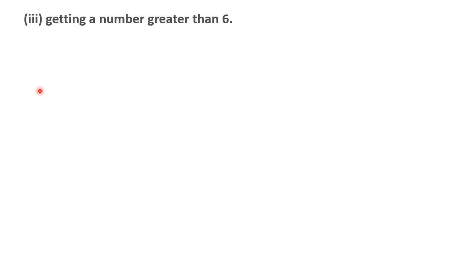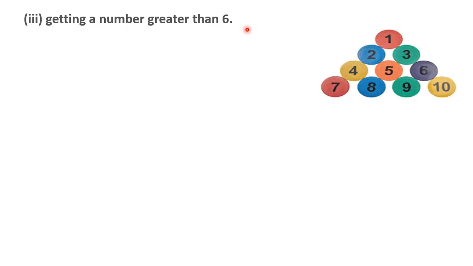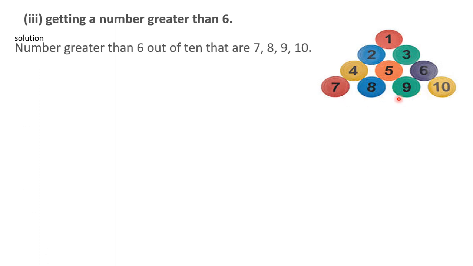Then the next, third problem of the same, we have to find the probability of getting a number greater than 6. So again we have to find the numbers which are greater than 6 from these 10 slips. So 7, 8, 9 and 10. There are 4 numbers which are greater than 6. So this is the favorable outcome for the number greater than 6. We can write n of C, where C denotes the event number greater than 6. So n of C is 4.